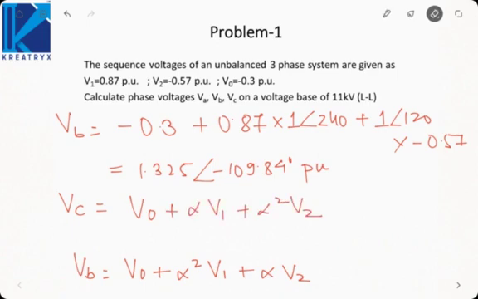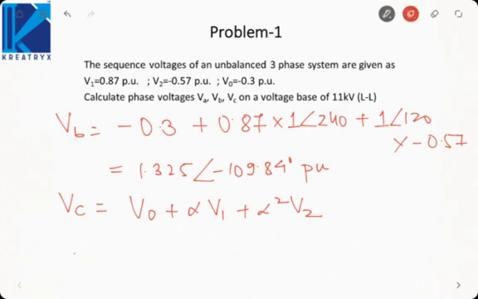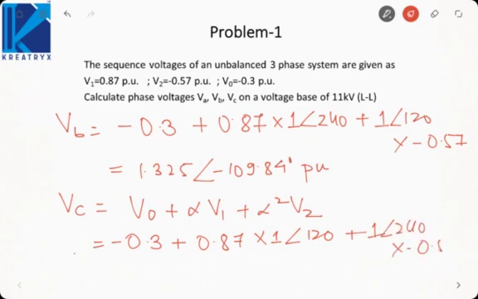Now VC will be V0 plus alpha V1 plus alpha square V2. Now as I told you, in the calculation, the only thing that you have to do is replace 120 and 240. So minus 0.3 plus 0.87 into 1 angle 120 plus 1 angle 240 into minus 0.57. So this will come out to be 1.325 angle plus 109.84 degree pu.